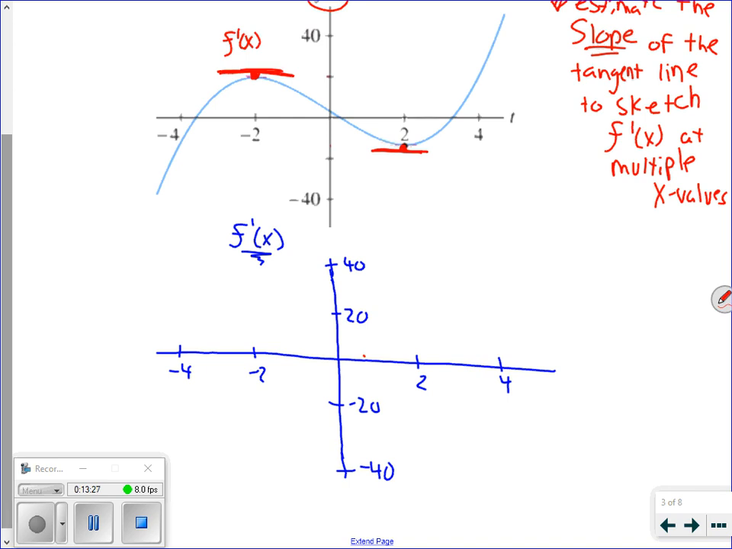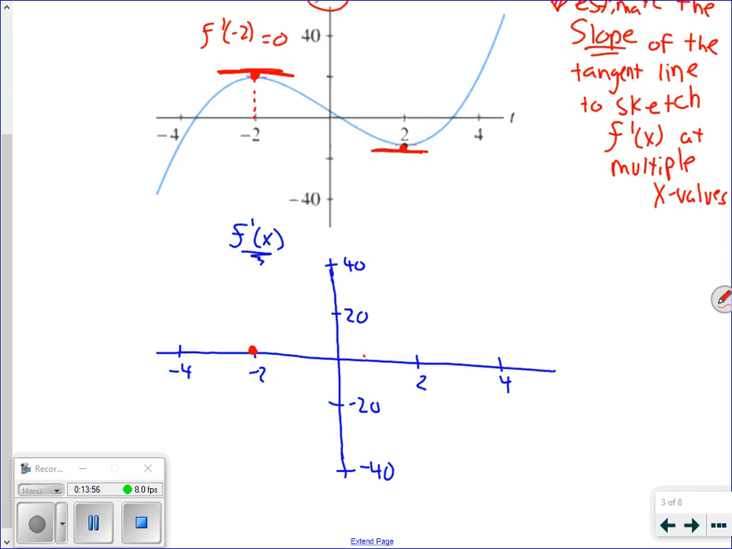So right here at negative 2, the slope is 0. So that means that f prime of x, its output, is 0. So I'm going to plot 0 and negative 2, f prime of negative 2. And I should write that right here instead of f prime of x. So this will be f prime of negative 2. Apologize. So the output here is 0.